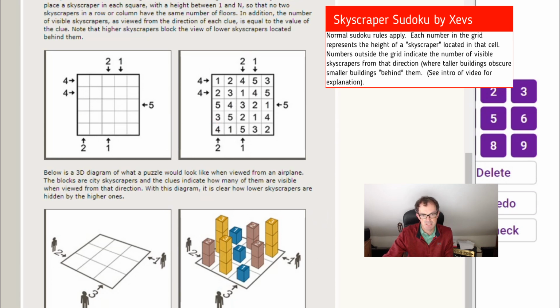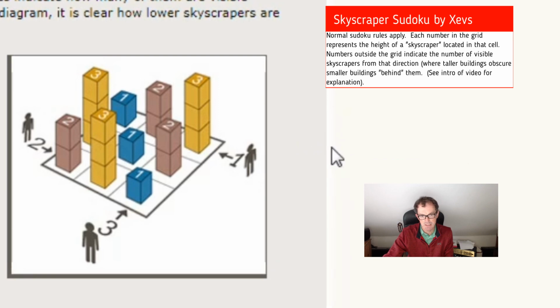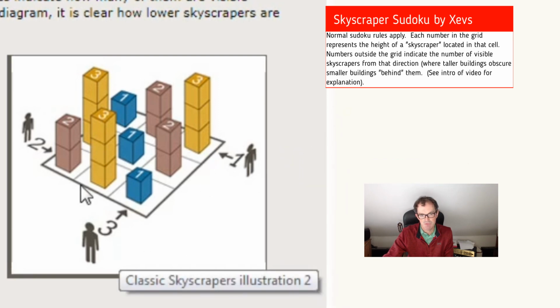And perhaps the best explanation is this bottom right diagram here. You can see they've 3D-ified it, and therefore it's fairly clear in this 3x3 grid. A man standing in this position needs to be able to see 3 buildings, so the smallest building would have to be first, then the next building, then the highest building. The man here seeing a 2 in this direction would mean it has to be in this order, so he can see 2 buildings: the building of height 2 and then the building of height 3.